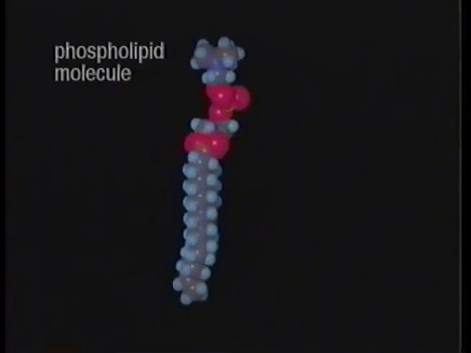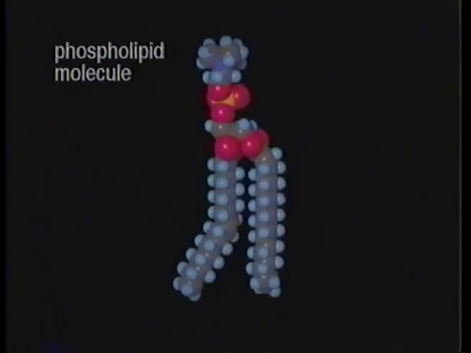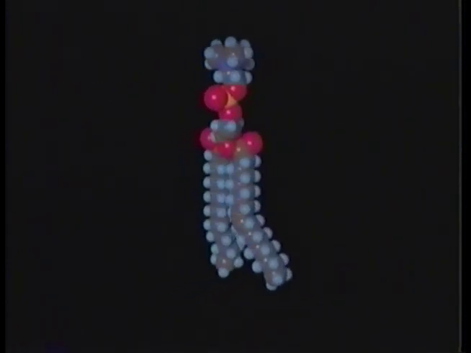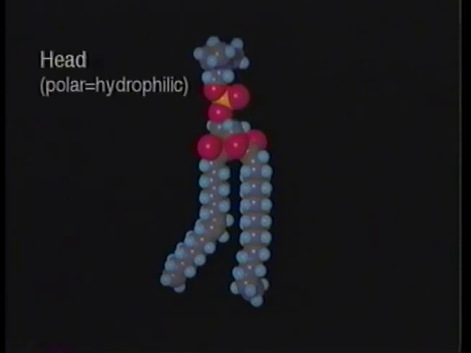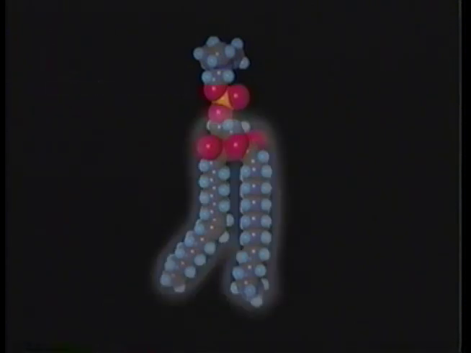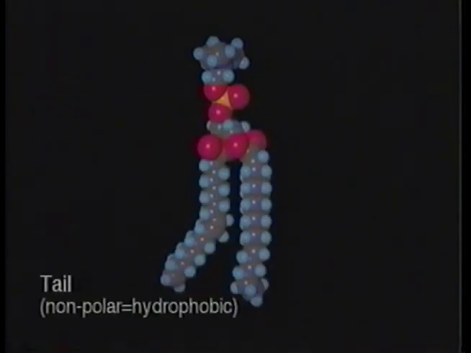Each phospholipid molecule has a polar head and a nonpolar tail. The phosphate-containing head is hydrophilic, or water-loving, because its polar structure is attracted to water molecules, which are also polar. The fatty acid tail is hydrophobic, because it is nonpolar and repels water molecules.